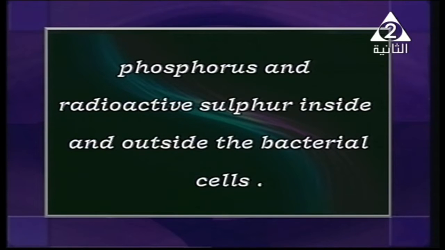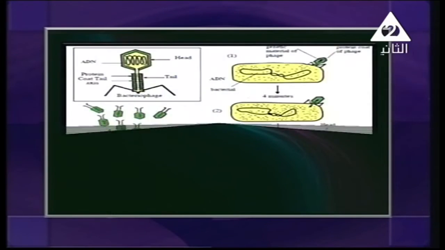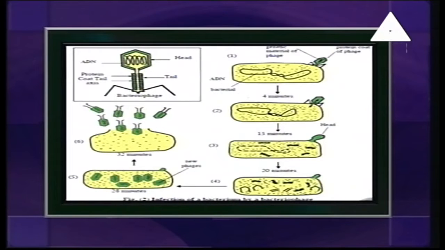The radioactive phosphorus and radioactive sulfur are both inside and outside the bacterial cell. After that, they follow the passage of each radioactive element, phosphorus and sulfur: which one of them remains inside, merged with the genetic material, the nucleus or DNA, and which one of them remains outside, within the cytoplasm. This is the experiment, the infection and attachment of the bacteriophage to the bacterial cell.